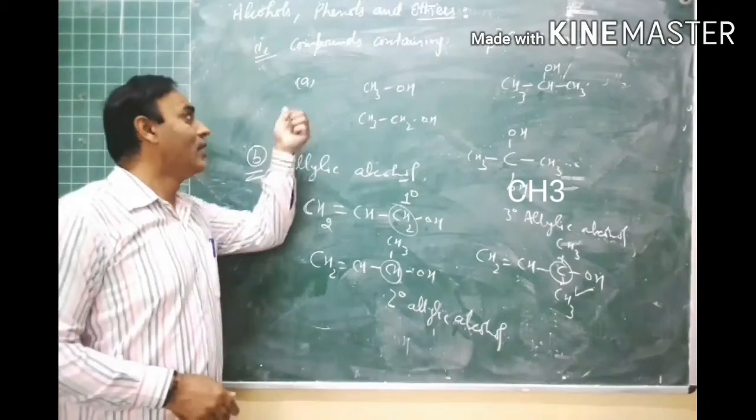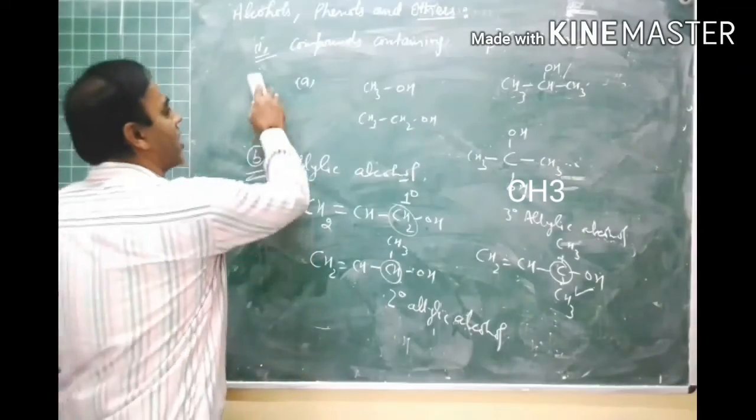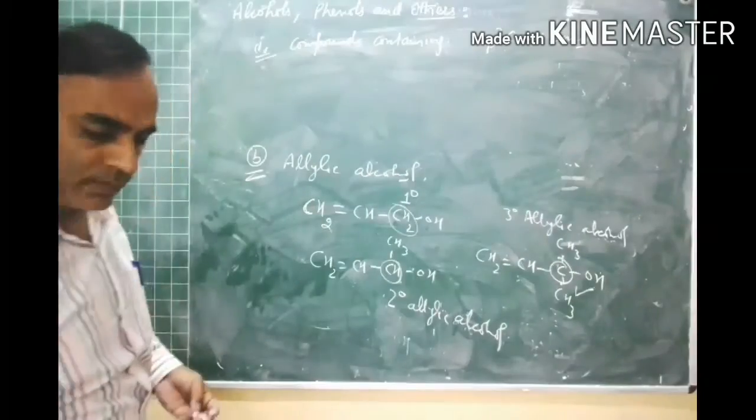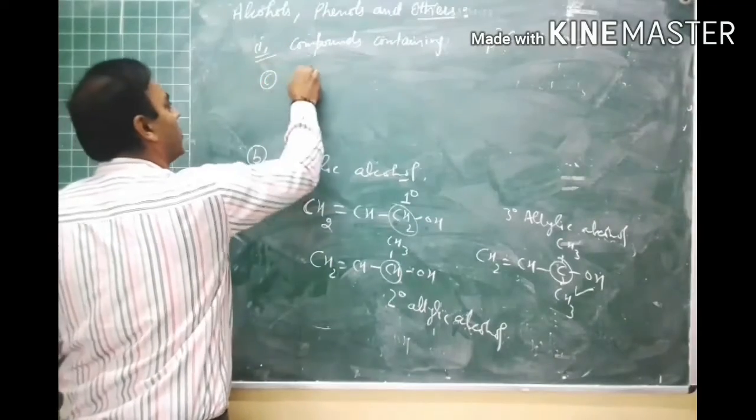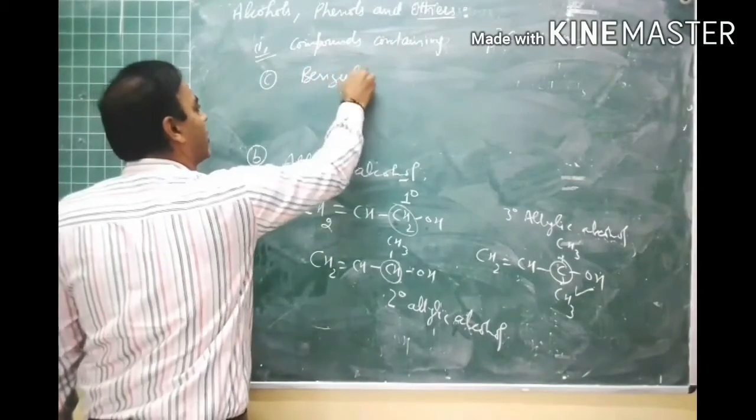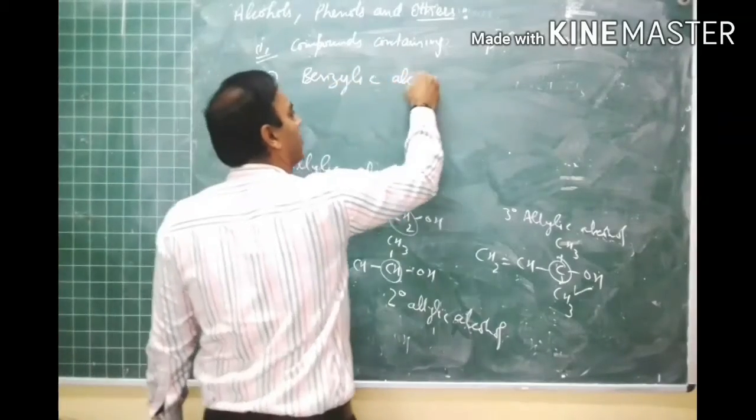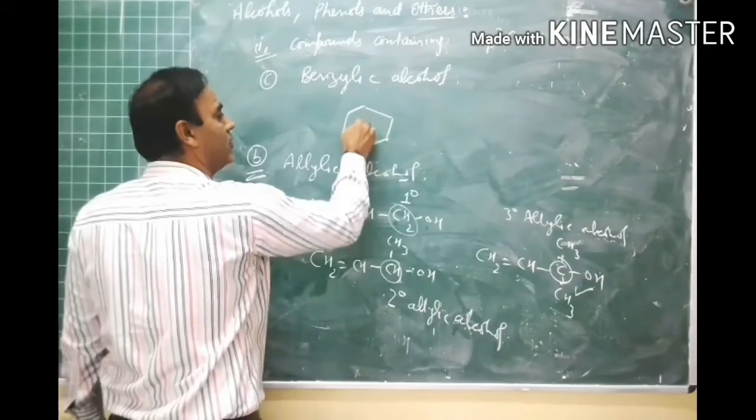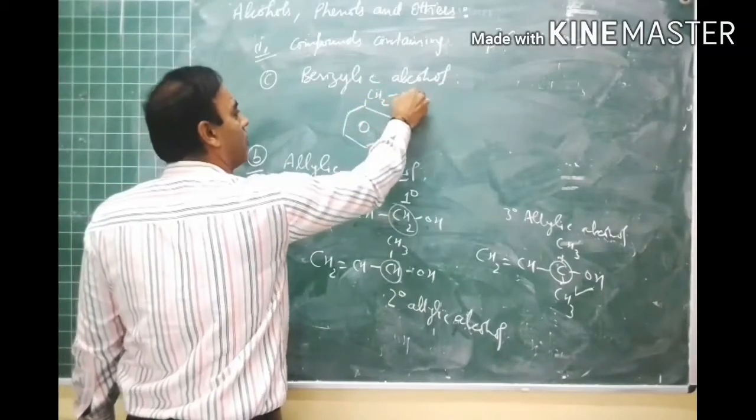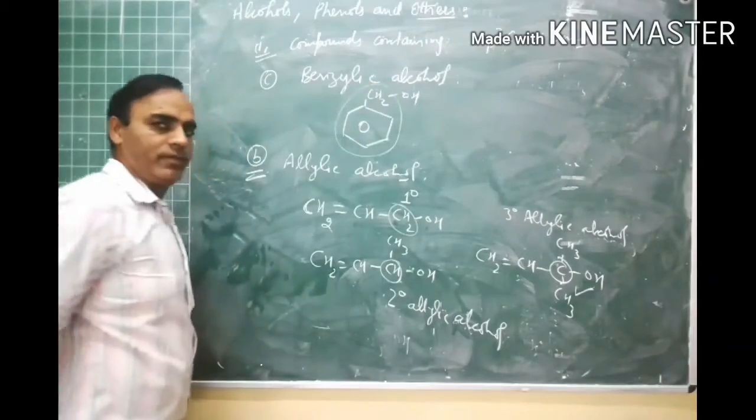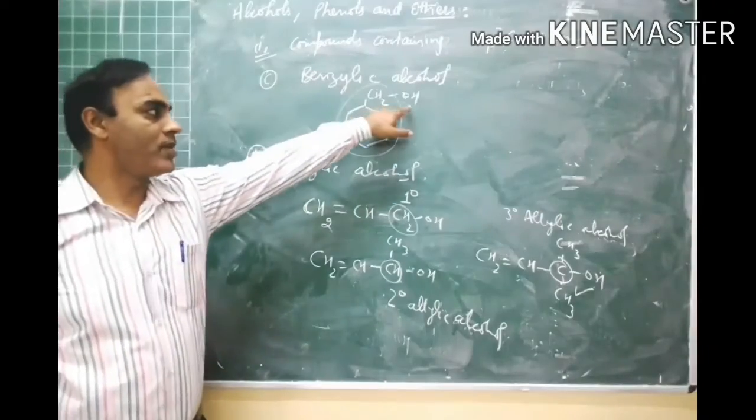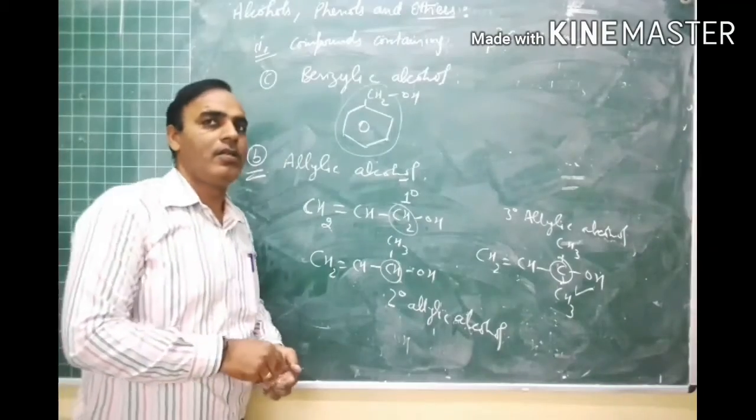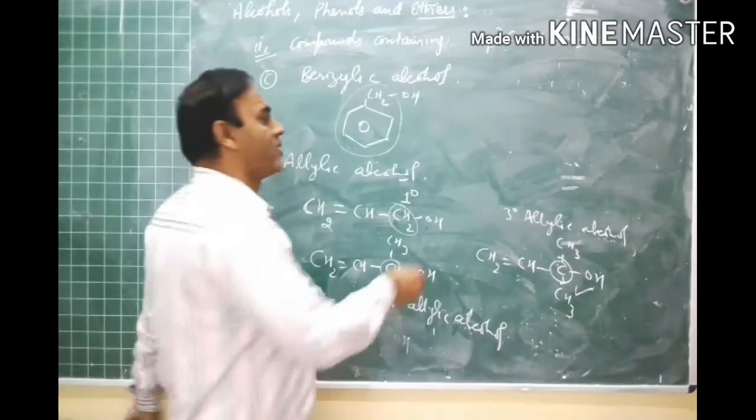Now we'll discuss another type in this classification, that is benzylic alcohol. Example of benzylic alcohol. This is the example of benzylic alcohol. Now this group is known as benzyl. So to benzyl, the OH group is bonded. So this is known as benzylic alcohol. Right? Now we can take another example of benzylic alcohol.